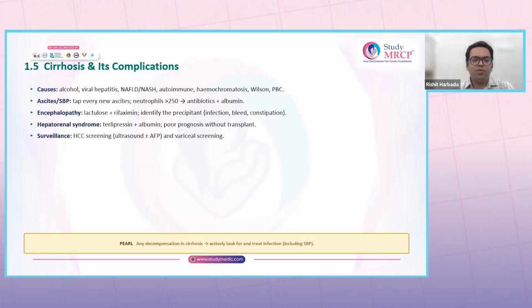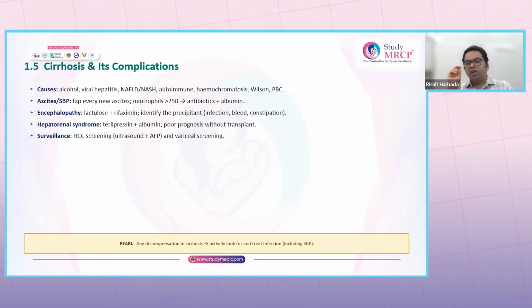What are the imaging findings we are going to see? Ultrasound will show whether the liver is shrunken. The caudate lobe may be enlarged. You will see splenomegaly. If the portal vein diameter is more than 10 mm, then it is a sign of portal hypertension. And you are also going to do a transient liver elastography, which is called a FibroScan, which will help you detect what stage of fibrosis is there.